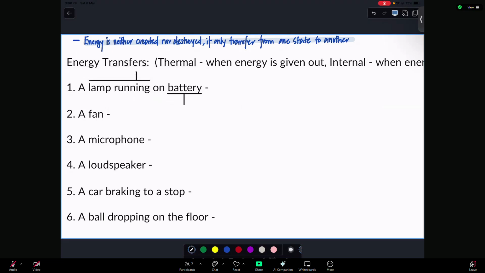It's given out as light, right? Light is the output. So you have light that's coming out from here. And what is the input here? Chemical. However, how did this transfer take place? From the chemical to the light, how does it transfer? So here is an interesting thing. Some of the energy transfers that we'll be learning, right? They're basically an intermediate branch.